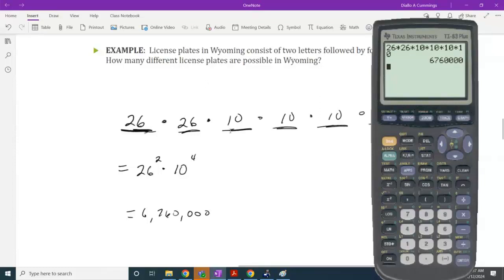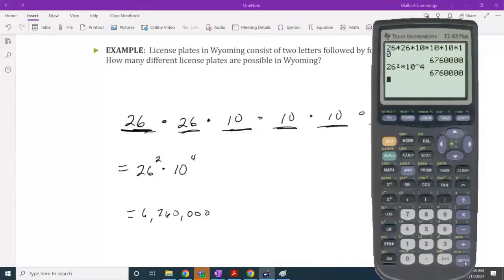So I just kind of did the first one. I just put all of the numbers in. Or you can put in 26 squared times 10 to the 4th. And if you want to raise 10 to the 4th power, you want to use the caret, right? That's what that's called, a caret, to the 4th power, and you should also get that same value.